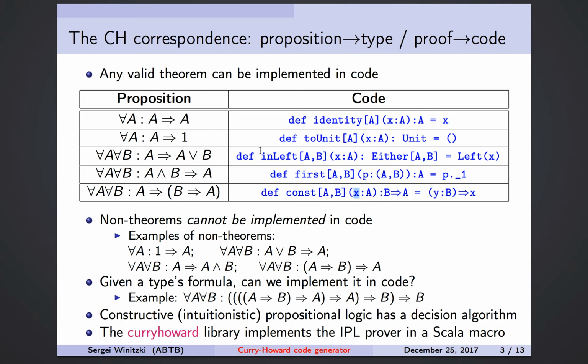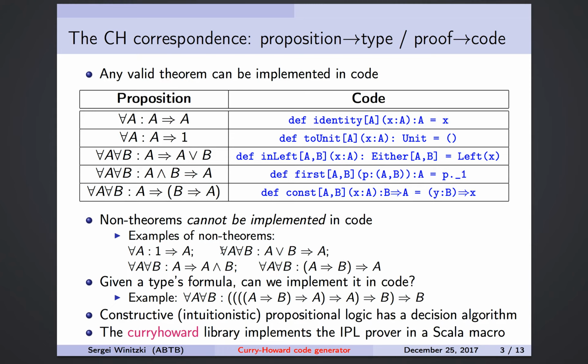So valid theorems can be implemented, and non-theorems cannot be implemented in code at all. Here are some examples of non-theorems, or formulas that are not valid, not true. For example, from 1 follows A for any A. And the function of this type would be that it takes a unit argument and returns a value of type A for any given type A. It's impossible to do that. In Scala, you could cheat and return null, and that would crash later. So that kind of cheating is not allowed in this consideration.